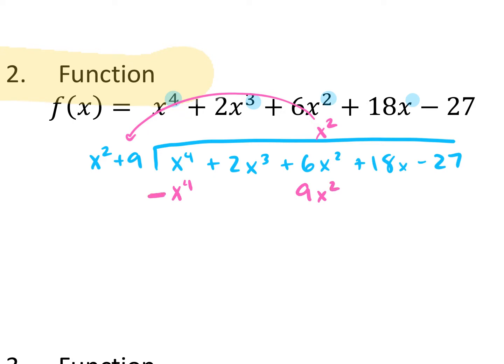I change the sign of both of these and combine them. So these cancel. Well, the middle I dropped down. So yes, it would be 0 in the middle, but the 2x to the third power comes down. And then 6x squared minus 9x squared would be negative 3x squared. What do I do next?